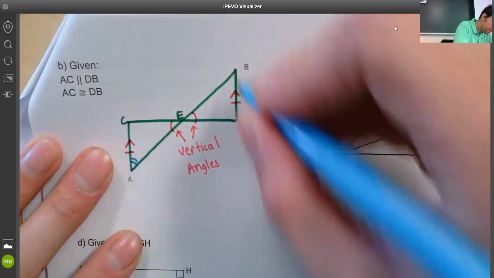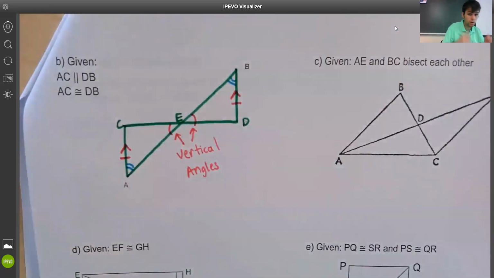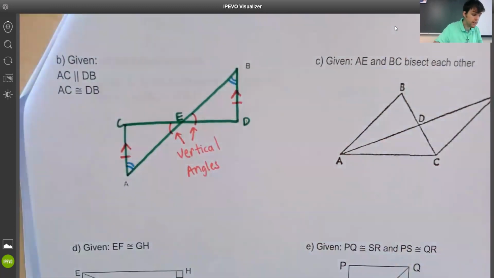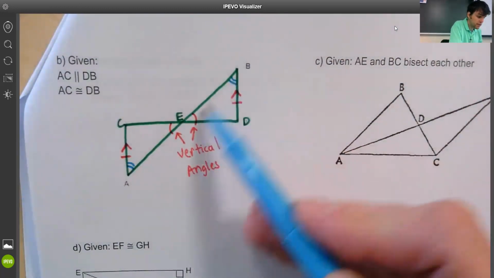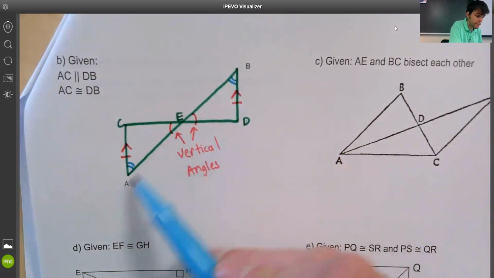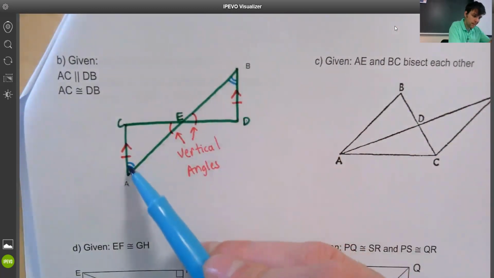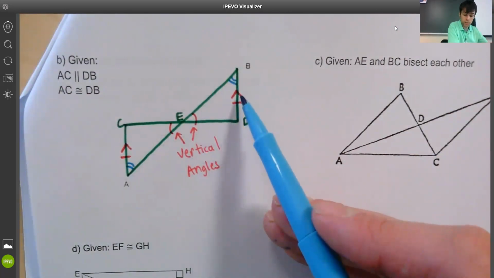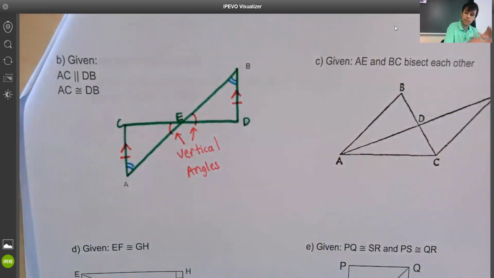Angle A and angle B are alternate interior angles. They are inside of these two parallel lines, and they are on different sides of the transversal line that connects them, right? They're on the upper part of this and then the lower part, right? So they're on different sides, alternate sides, making them alternate interior angles. So they'd be congruent.